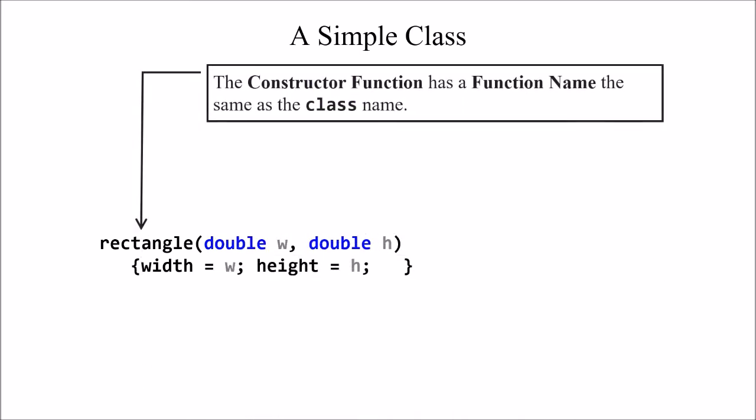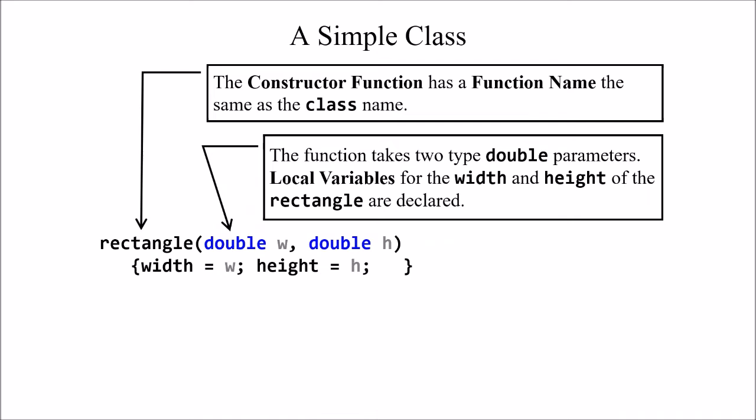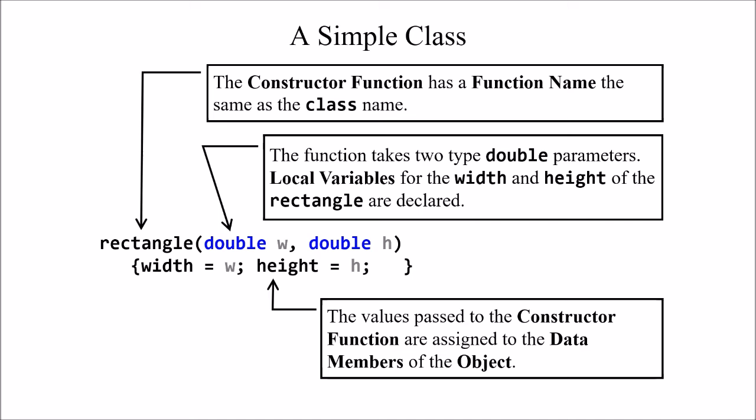The second constructor function also starts with the same name as the class. That's how the compiler knows that it is a constructor function. In this case, though, the function takes two parameters. It takes a type double number that goes into the local variable w, and it takes a second type double number that goes into the local variable h. And the function itself, since it's short, I've written it in this one line of code.